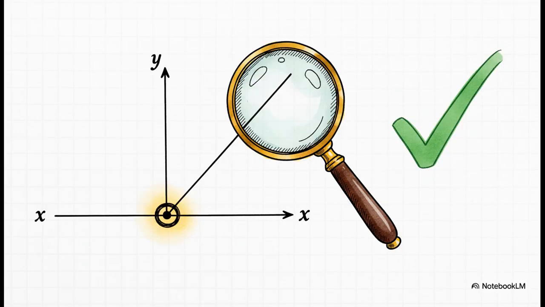But what if you don't have a table? What if you're just looking at a graph? Well, there's an even faster test for that. And here's the one single, non-negotiable rule you have to remember. A direct variation graph has to be a straight line, and it must pass right through the origin. That's the point (0, 0).